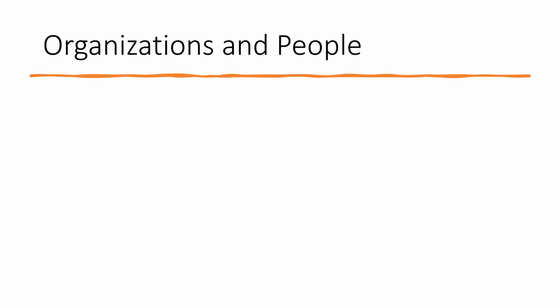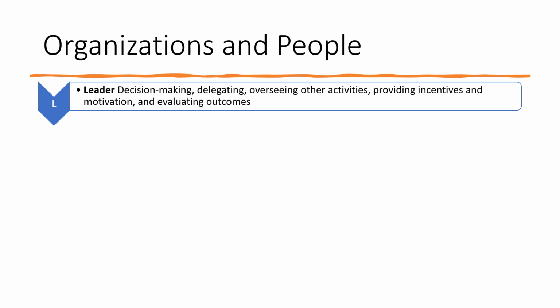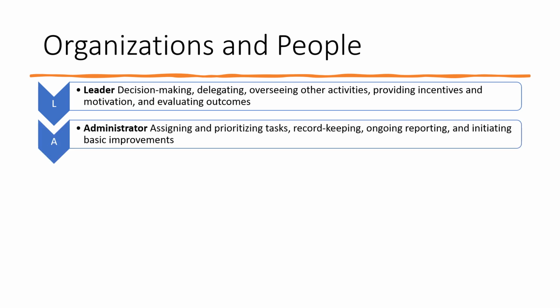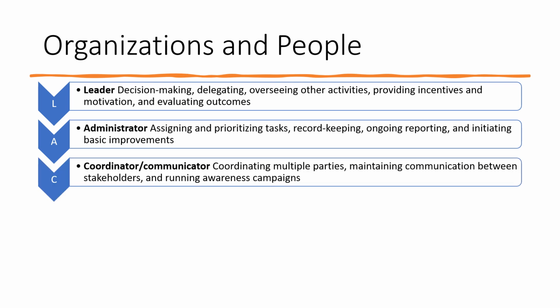ITIL makes use of the LACMT model. L, Leader: decision-making, delegating, overseeing other activities, providing incentives and motivation, and evaluating outcomes. A for administrator: assigning and prioritizing tasks, record-keeping, ongoing reporting, and initiating basic improvements. C for coordinator, communicator: coordinating multiple parties, maintaining communication between stakeholders, and running awareness campaigns.